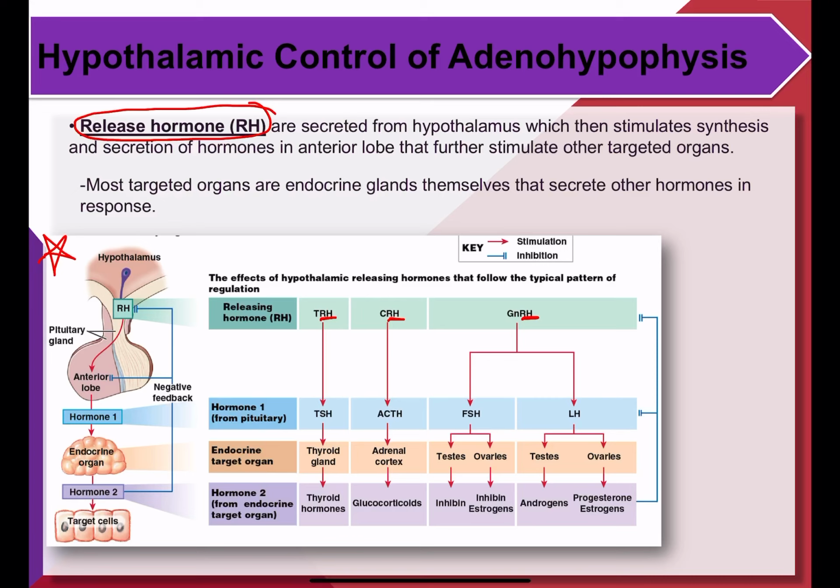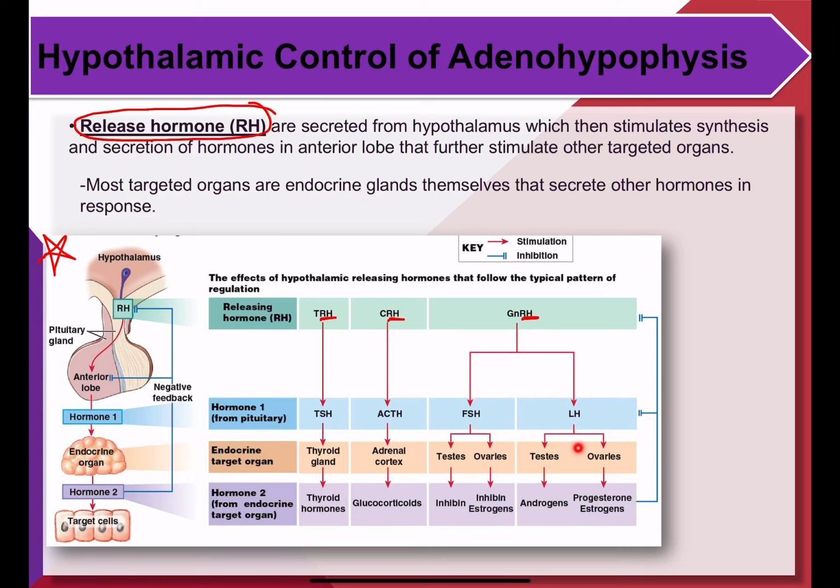And they are mainly for activating release of other hormones made within the adenohypophysis. Those hormones released from the adenohypophysis will then stimulate other targeted endocrine organs further downstream, and those endocrine organs will finally produce their specific hormones for the specific function of the body. So that's why this chart right here is a very good diagram for you to remember.